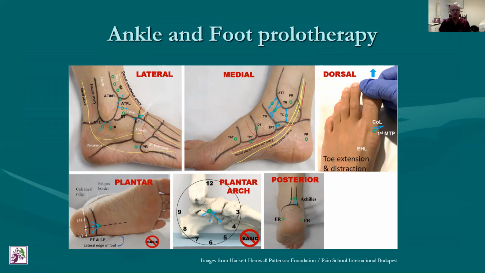Here are some more drawings from the Hackett Hemwall Patterson Foundation and Pain School International in Budapest over the lateral ankle ligaments, ATFL and AITFL, all of the ligaments responsible for stability of the lateral side of the ankle. Then the medial side, where overpronation can strain the spring ligament, a short plantar ligament, along with the deltoid ligaments, which are often involved in external rotation ankle sprains.